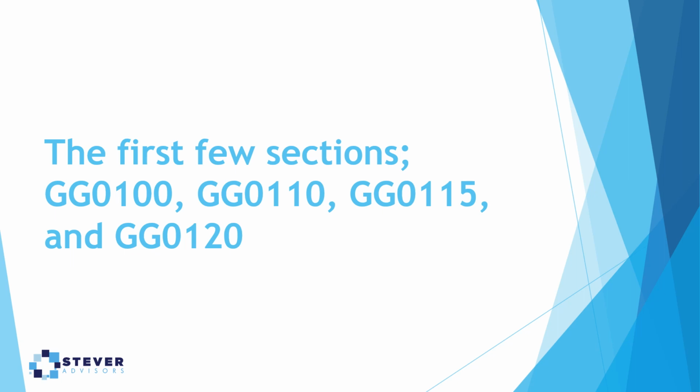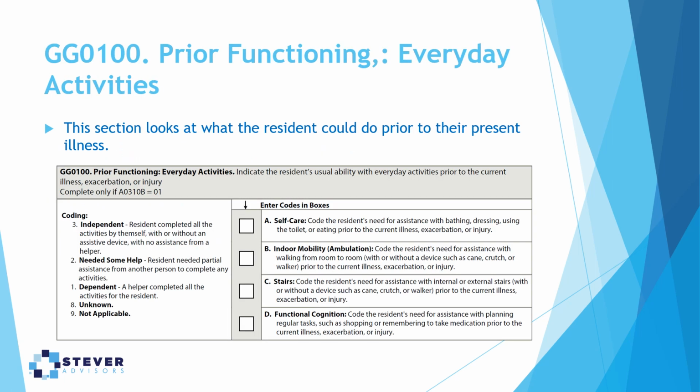Let's look at the first few items, section GG 100, 110, 115, and 120. The prior functioning section in GG 100 reviews where the resident was prior to the current illness. The items are more general than the questions later in the dataset. It reviews self-care such as bathing, dressing, eating, and using the toilet, indoor mobility, including walking room to room in their previous environment, how they use the internal or external stairs in their previous environment, and their ability to plan for normal tasks, such as shopping and taking medications.